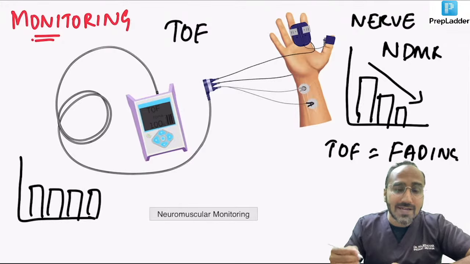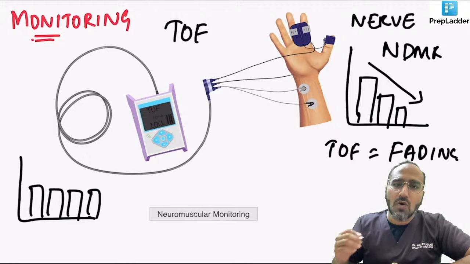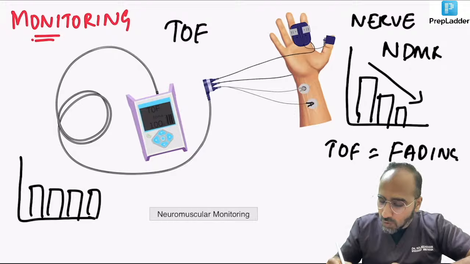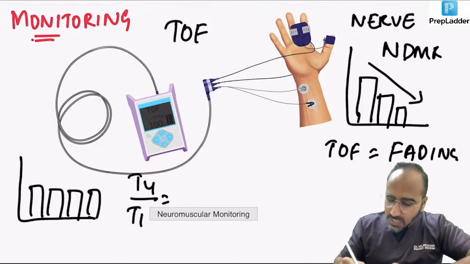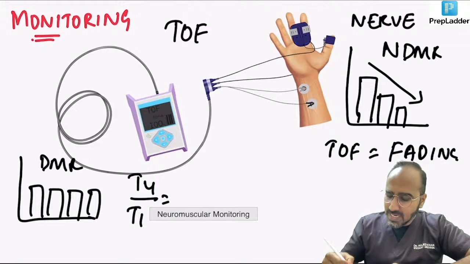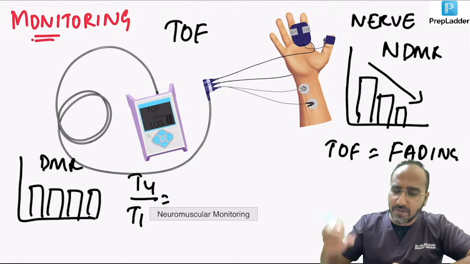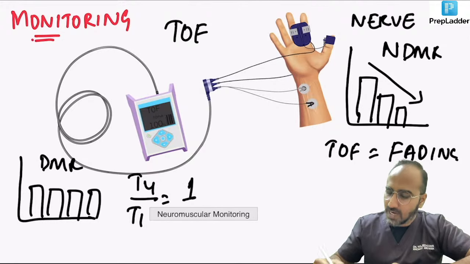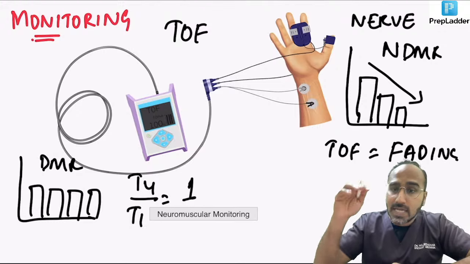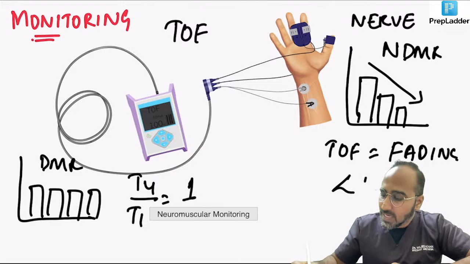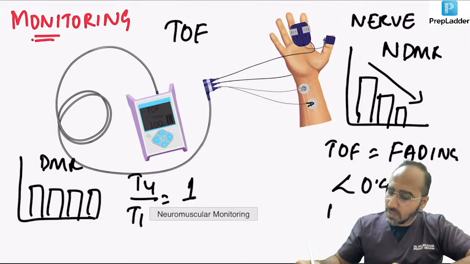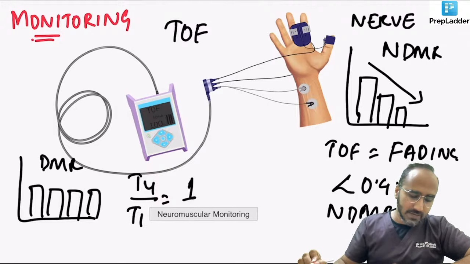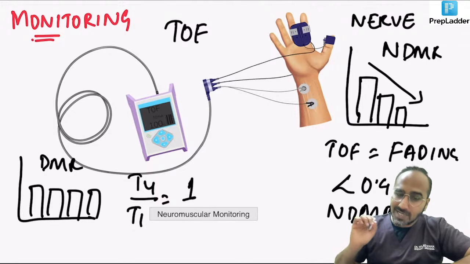So guys, look over here. If anyone asks you what the ratio between the 4th twitch and the first twitch will be in case of a depolarizing muscle relaxant: the 4th twitch and the first twitch are both the same, so the ratio will be 1. Whereas in non-depolarizing, the ratio will always decrease. It will be less than 0.4. In non-depolarizing, the ratio is less than 0.4, whereas in depolarizing, it is 1.